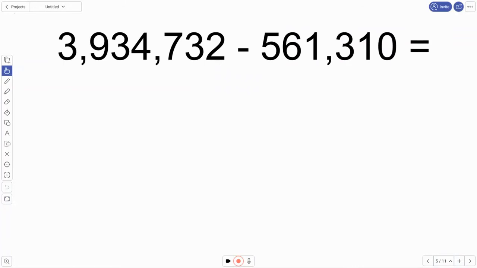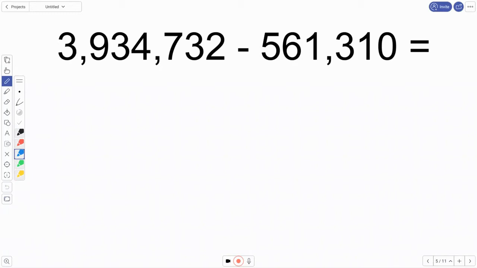So our first problem we're going to work through is 3,934,732 minus 561,310. Now, as you work with these, I would make sure that you're using paper, using a whiteboard to be able to reorganize these numbers to make yourself more successful. Unlike adding, we have to make sure that we have the biggest number on top.